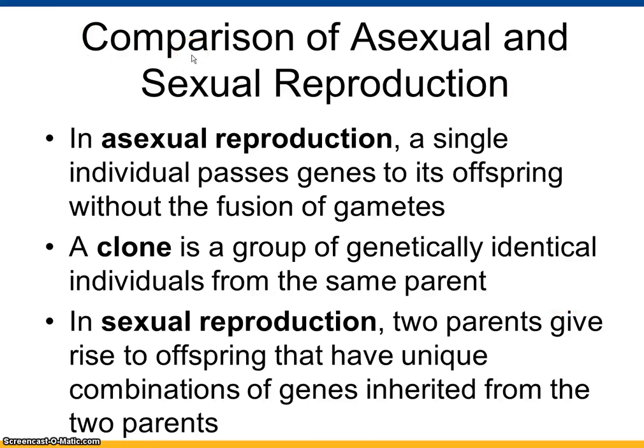That's pretty much it as far as asexual reproduction goes. Mitosis would be asexual reproduction if it's a single-celled organism splitting in two. Then that would be asexual reproduction. It's a single parent passing on the genes. A group of individuals that are all genetically identical, those are basically all clones.